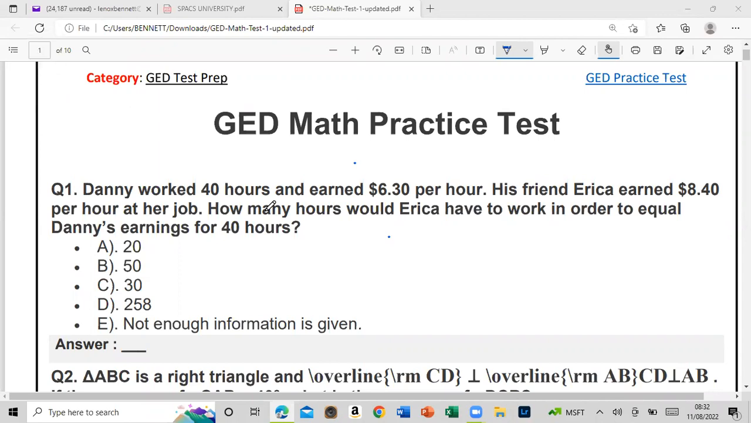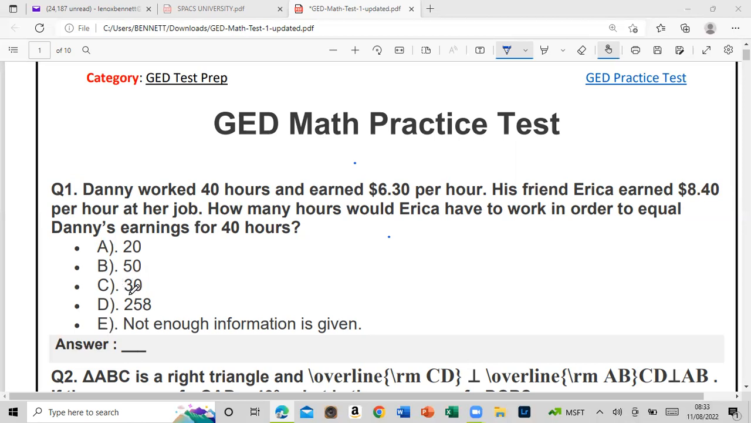All right. So question one: Danny worked 40 hours and earned $6.30 per hour. His friend Erica earned $8.40 per hour at her job. How many hours would Erica have to work in order to equal Danny's hours? Now, from looking at that question, I think this question is kind of a giveaway. It has to be 30, right? Because Erica's rate is higher than Danny's, and it's not double or half. So it has to be 30.